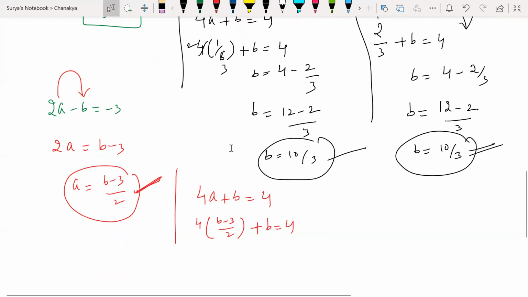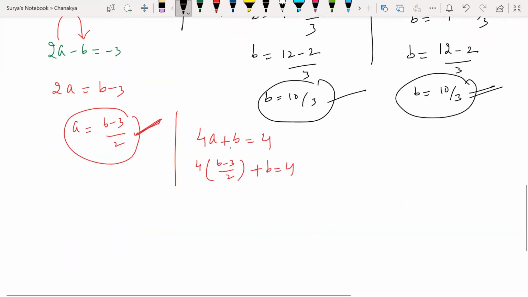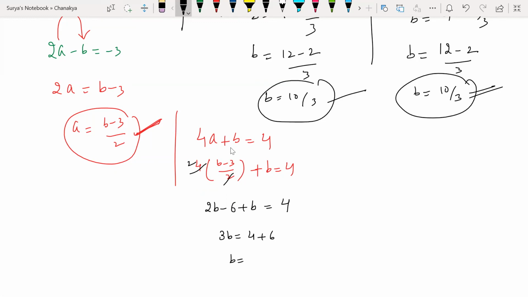You are making it so complicated here. No need of doing all this. I just told you a simple method, you follow that. Look at this here. 4 into b, 4b, minus 12, by 2. Can I cancel here? 2 ones, 2 twos. So 2b minus 6 plus b is equal to 4. So 2b plus 1b is 3b. 4 plus 6, so b is equal to 10 by 3.